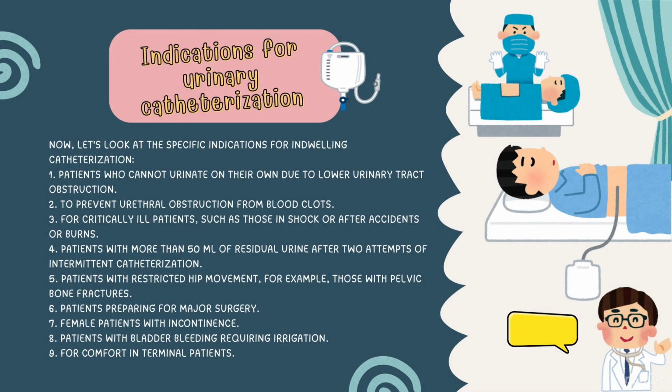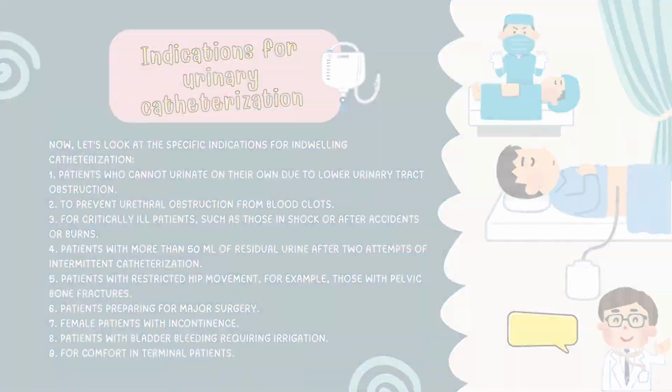Now, let's look at the specific indications for indwelling catheterization. Patients who cannot urinate on their own due to lower urinary tract obstruction. To prevent urethral obstruction from blood clots. For critically ill patients, such as those in shock or after accidents or burns. Patients with more than 50 milliliters of residual urine after 2 attempts of intermittent catheterization. Patients with restricted hip movement, for example, those with pelvic bone fractures. Patients preparing for major surgery. Female patients with incontinence. Patients with bladder bleeding requiring irrigation. For comfort in terminal patients.